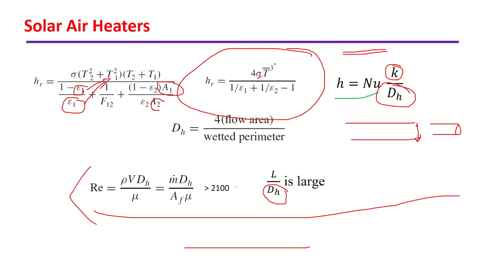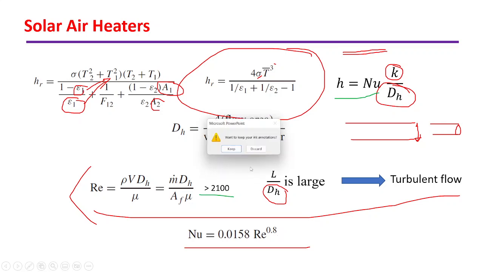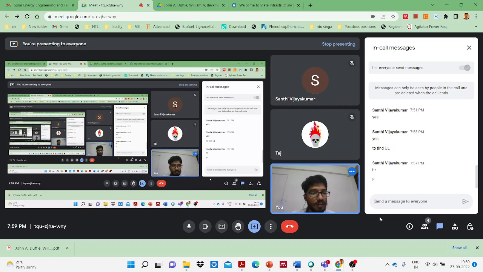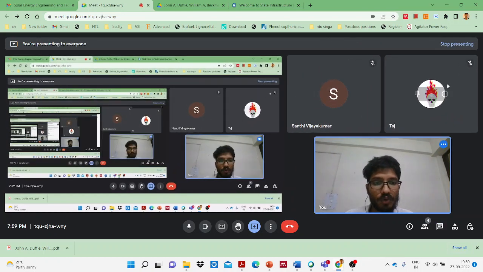We will check two things: one is the Reynolds number, and another is the length to hydraulic diameter ratio. If the Reynolds number is more than 2100, and the length to hydraulic diameter ratio is significantly large, then we will use the formula Nusselt number is 0.0158 times Reynolds number to the power 0.8. So these are the basic things. Now, let's discuss in detail.